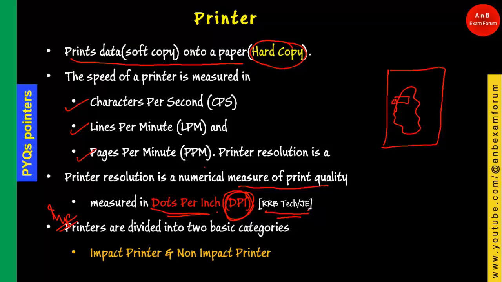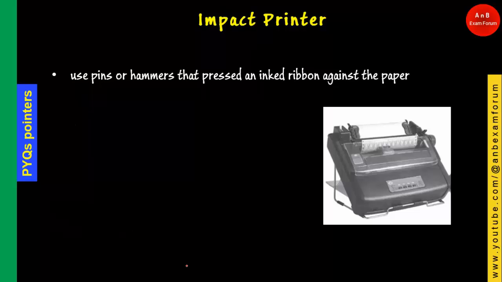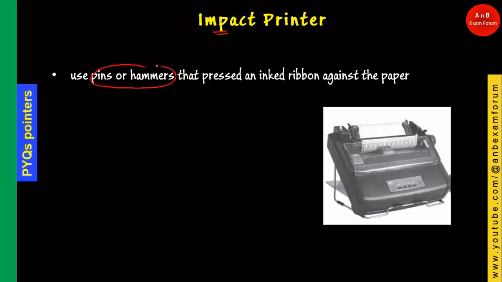The next one is the types of printers. Sometimes in the exam you will have a question on impact printers and non-impact printers. As the word itself suggests, impact printers impact on the paper. How do they impact on the paper? With the help of pins and hammers which get pressed on the ink ribbon against the paper.